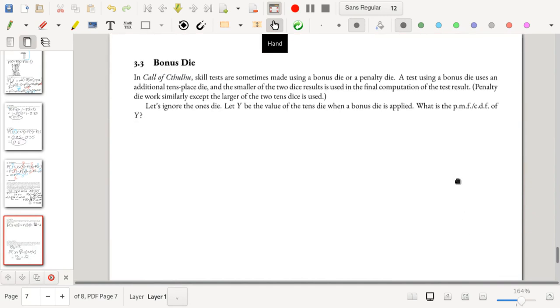And that makes the game easier to reason about as a player, except for stuff like this. So next part. Bonus die.